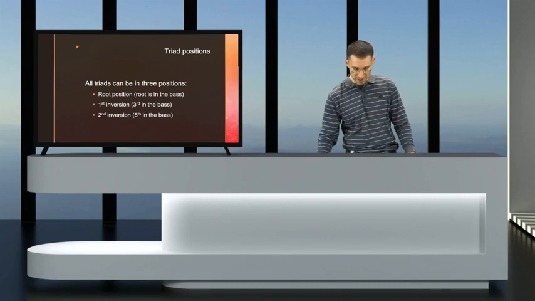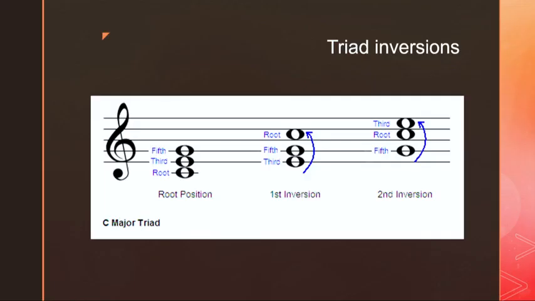Let's have a look at a picture representation of that. You'll see on the far left-hand side is root position. That's where the root note of the triad is at the bottom, the third is above it, and the fifth is above that. First inversion is where the third of the triad is now its base. That means that the bottom note is the third. You'll see that the root note has gone up above it, and the fifth stays where it is. In the second inversion of the triad, the fifth is the bass, and the root and the third are above it.